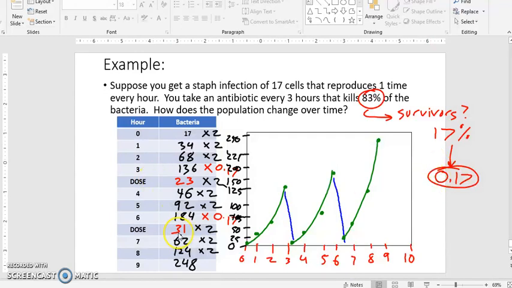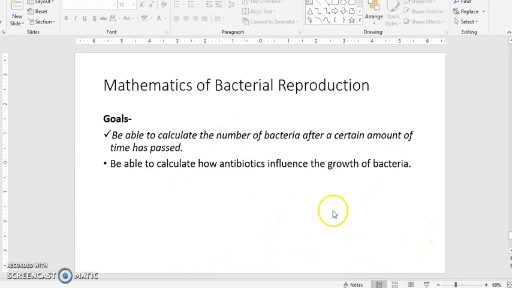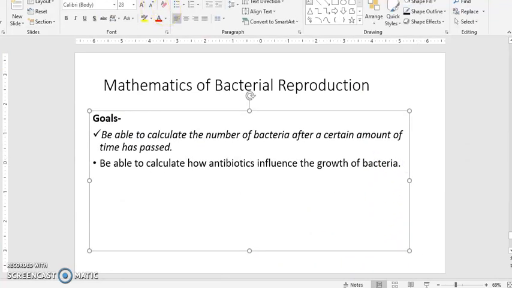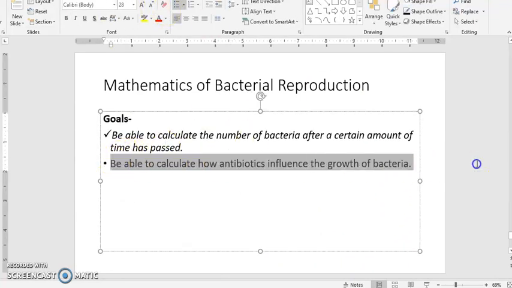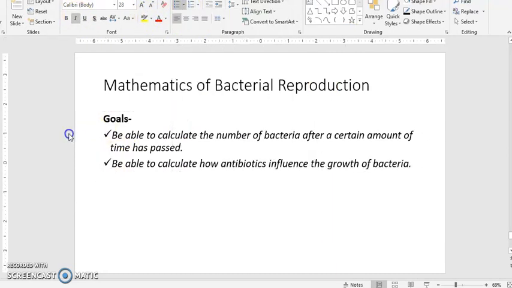So I'm hoping that this helps to take a little bit of the anxiety out of how to do this. This is the strategy. You just double it unless you dose, and then you multiply by that percentage of survivors. But now at this point, we should be able to do our second goal here, of being able to calculate how antibiotics influence the growth of bacteria. So that one's a big check mark also. I hope that this was informative and helpful and that you can use it for studying for the test.